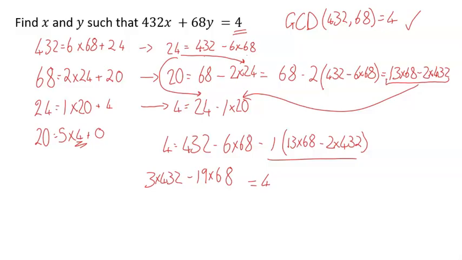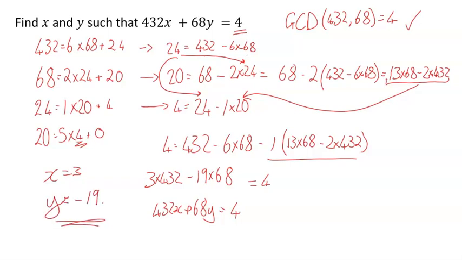What we can do is use a calculator if we want, in order to check our calculation and make sure that this is all true. If I then compare it with the original format of 432x plus 68y equals 4, and look at coefficients, what I'm able to safely say from that is x is equal to 3 and y is equal to negative 19. Again, as I mentioned, use your calculator. This will confirm that that is true.